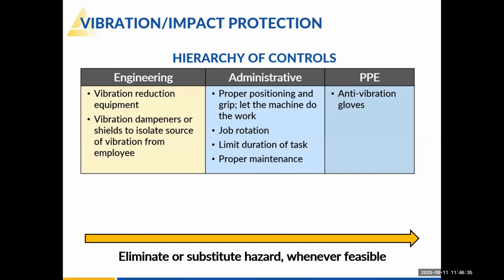Same thing with vibration. Vibration reduction equipment. An example here, maybe we're working with a jackhammer, that vibrates, right? So we want to make sure that we really focus here on administrative controls and job rotation. We don't want somebody working on a piece of equipment that vibrates for extended periods of time. You don't want somebody on a jackhammer for 8 hours. Maybe we think about switch out every hour, or just limit the duration of that task completely.